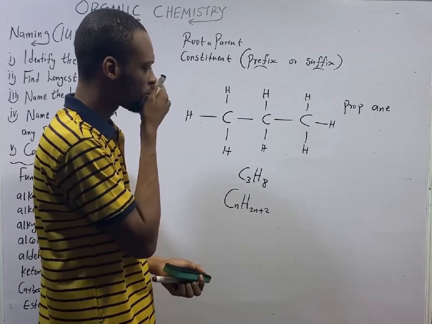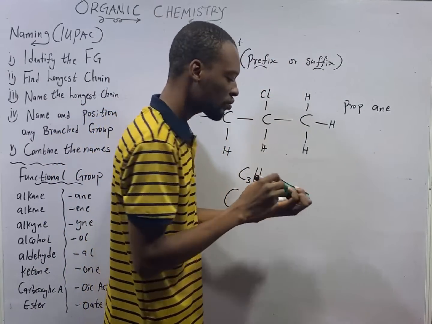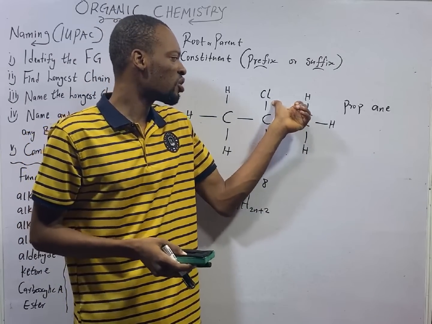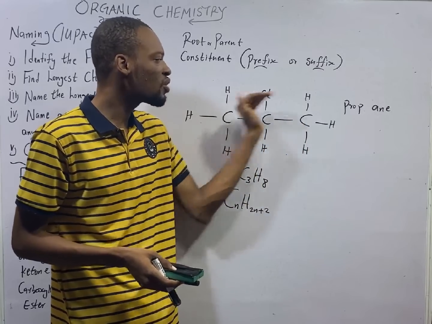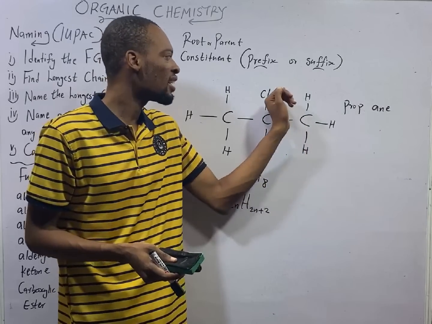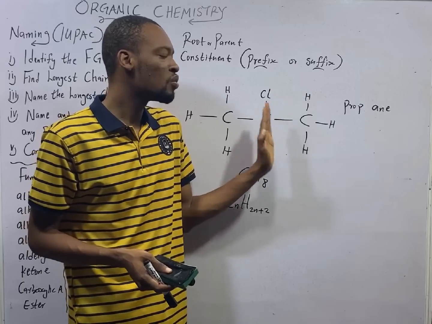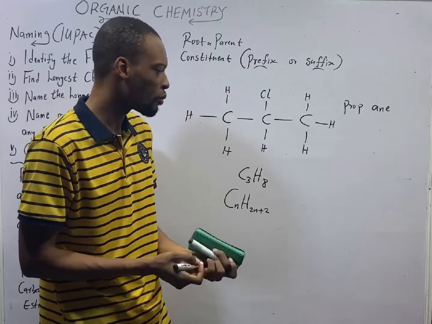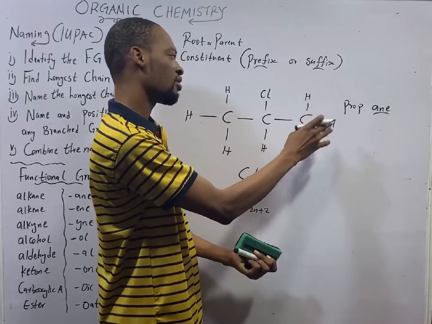What about when you have something like this, chlorine? The fact that chlorine is here does not change this being an alkane, because it has carbon with single bonds throughout, and there's basically no major functional group. We just have a halogen attachment. This would change the name of the compound but not the functional group. It remains an alkane. We have 3 carbons.